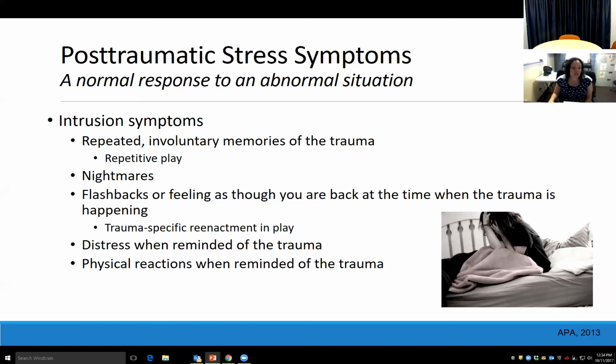This may also look like distress when reminded about the trauma. So whenever the trauma is brought up, I'm experiencing emotional distress, and I also may be experiencing physical distress. I have physical reactions when I'm reminded of the trauma, such as stomach aches, my heart beats fast, trouble breathing, feeling sweaty, things like that.